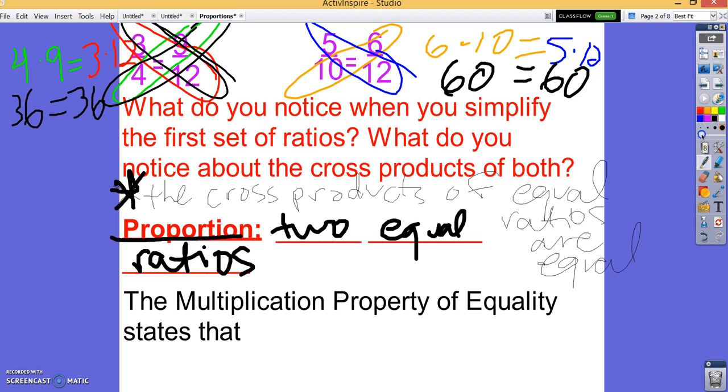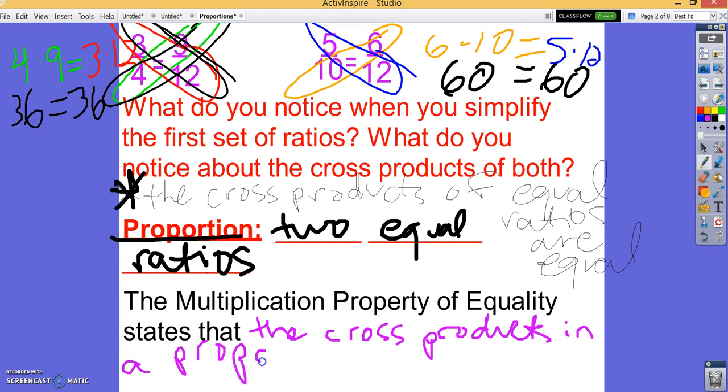And now we have the multiplication property of equality that we're going to talk about. We've talked about the multiplication property of equality before, but in this case, what we're referring to is that the cross products in a proportion are equal. Okay, so that was a lot of writing to do right there, but now we've got most of our writing parts done, and we're just going to do some math. So if you need to pause this just to get all that writing down, go ahead.